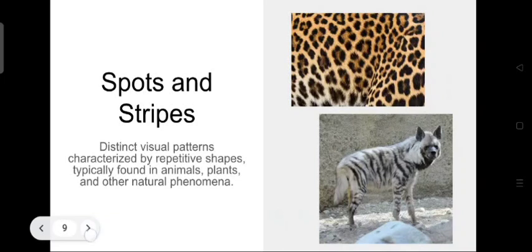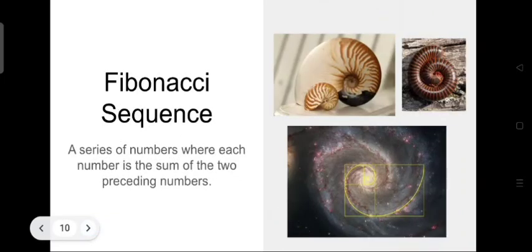The Fibonacci sequence is a series of numbers in which each number is the sum of the previous two. This pattern can be seen in various forms throughout nature, often in spiral forms rather than in the numbers themselves.